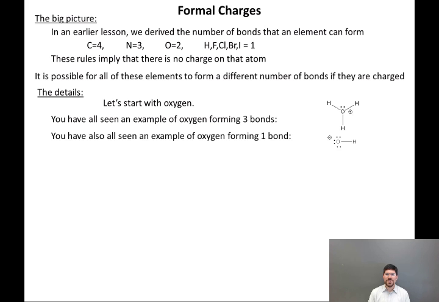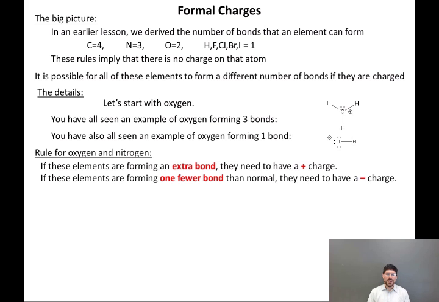You've also seen an example of oxygen forming 1 bond, OH minus, the hydroxide ion. This is what happens if you take a strong base and put it into water. This oxygen has 3 lone pairs around it, is forming 1 bond, and has a negative charge. It's what you get if you take water and remove a proton from it.